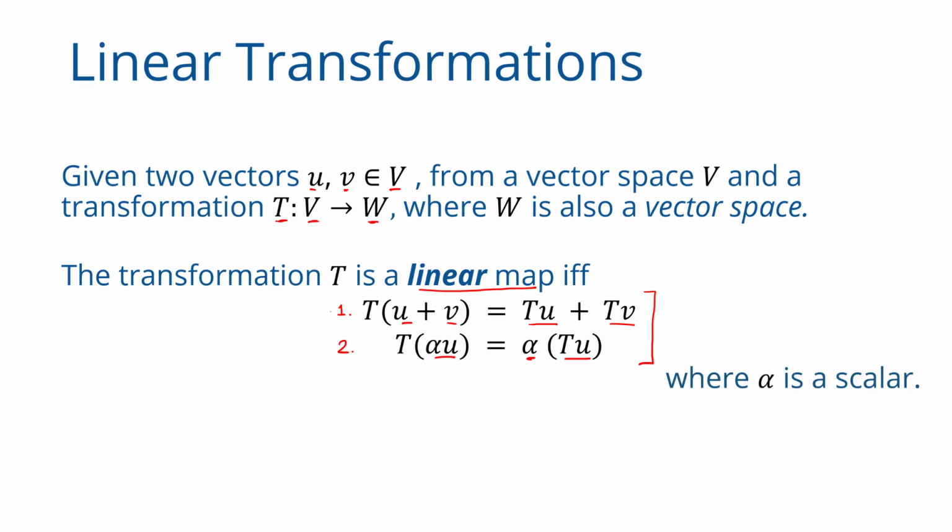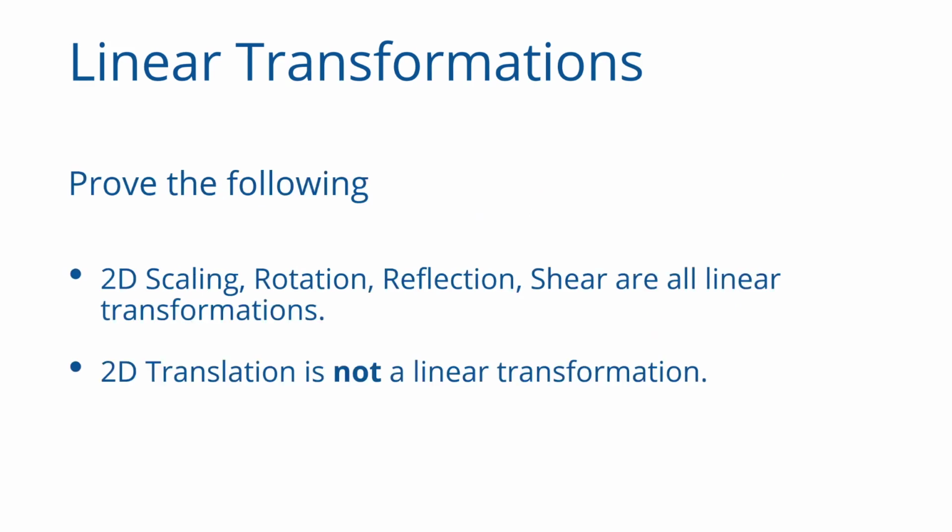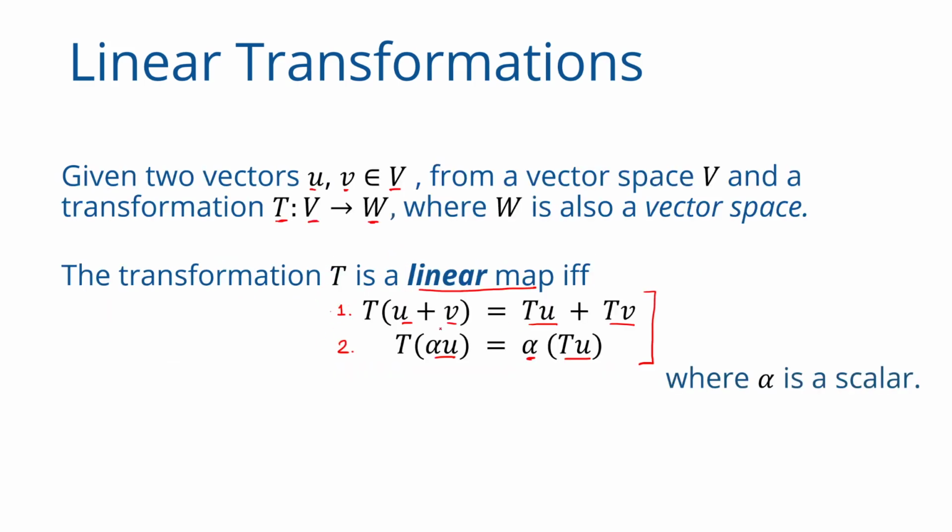Now, if you understand these two properties, what I want you to do is to prove the following. Take all these transforms that we could represent as 2 cross 2 matrices, which are scaling, rotation, reflection, and shear, and prove that they are all linear transforms. For that, you will have to take general forms of these transformations, and take two generic points in 2D, u and v, and show that they satisfy the properties that we mentioned here, both 1 and 2.